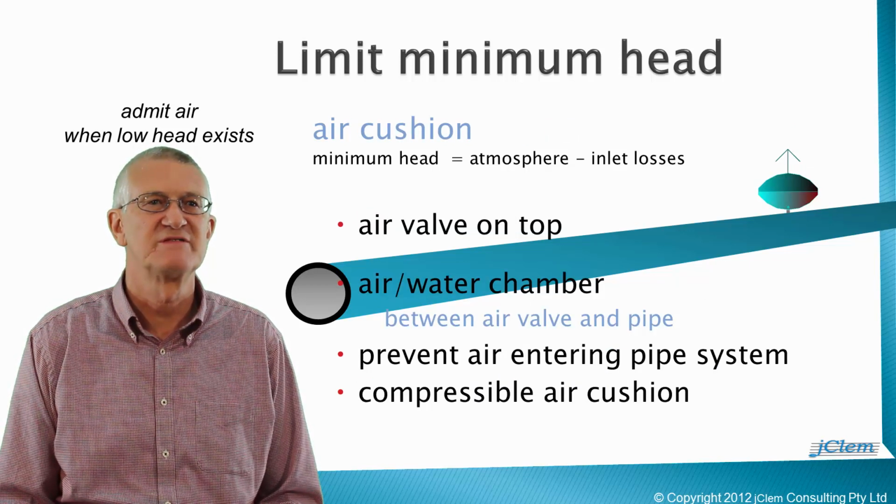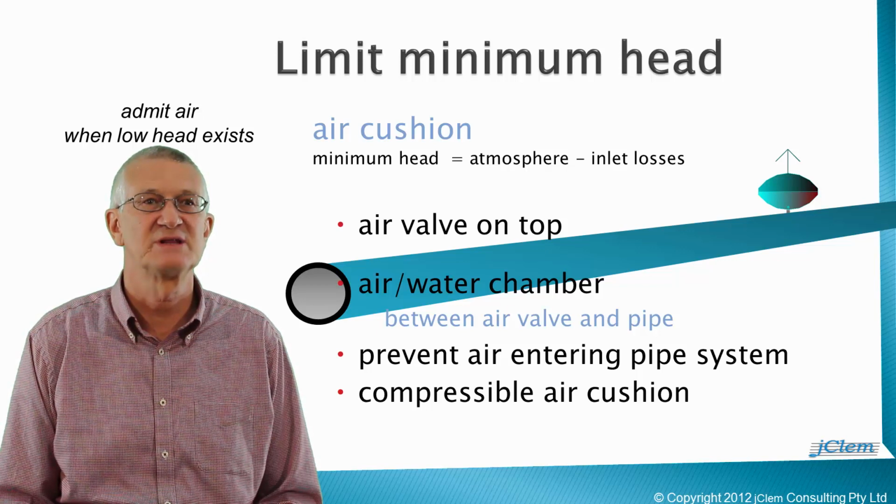Air cushions are a device with an air valve on top of a storage canister. An air cushion limits the minimum head by dumping air into the canister. The purpose of the canister is to prevent air entering the main pipeline. An air cushion brings the added advantage of containing a confined volume of air when the water pressure rises again. This air becomes compressed and attenuates the surge before the air valve eventually releases the air into the atmosphere.